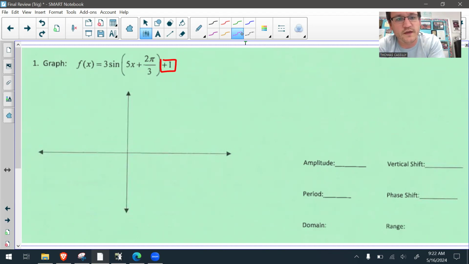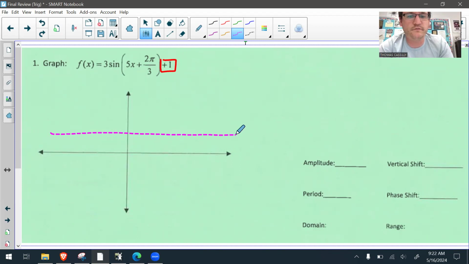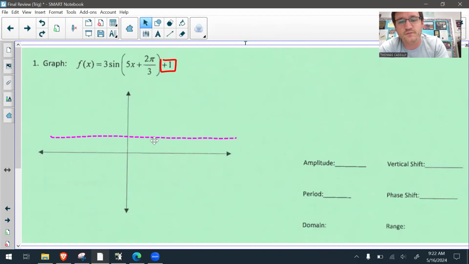So if I think about that midline, I'm not going to put it on the x-axis. I'm going to put it one space above. Now this graph doesn't have a scale on it. So if you want to call that one space up, great, then you do that. We just need to make sure we are consistent and your spacing is good.